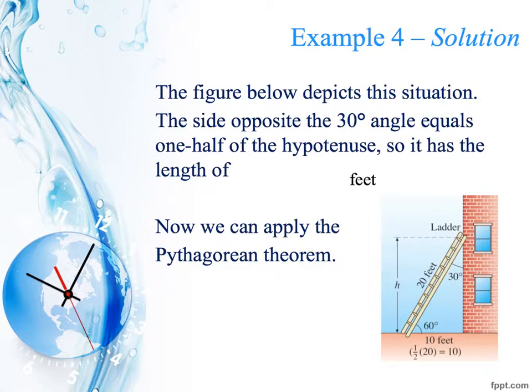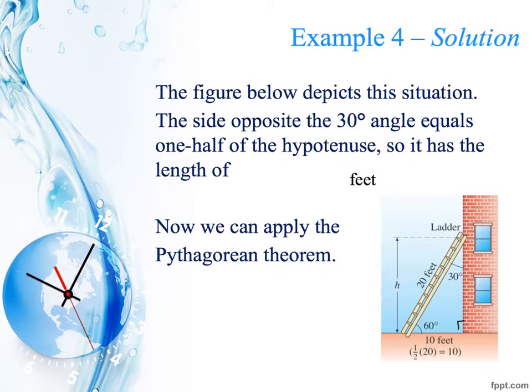So here's a picture. You can see the ladder leaning against the wall. It forms a 60-degree angle with the ground, and of course the wall stands perpendicular to the ground, and in all triangles, right or otherwise, the angles must add up to 180 degrees. So if you know you've got a 90-degree angle and a 60-degree angle, then the other angle must be 30 degrees, because 90 plus 60 is 150, and 180 minus 150 is 30.